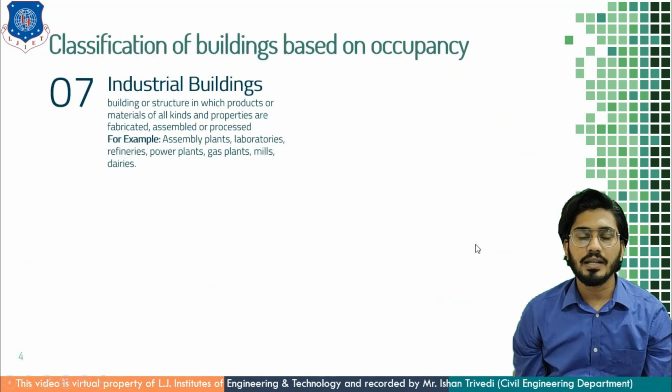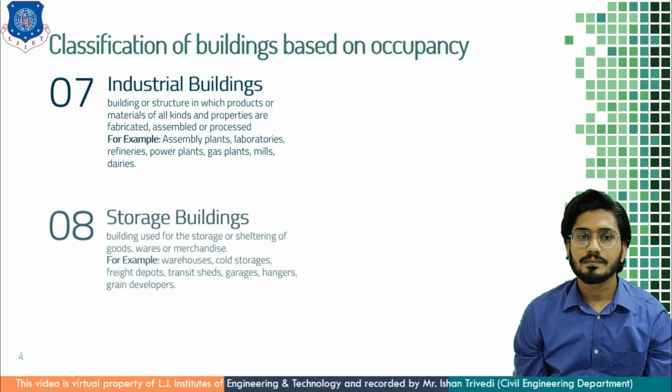Next is industrial buildings. These shall include buildings or structures in which products or materials of all kinds and properties are fabricated, assembled or processed. Examples of industrial buildings are assembly plants, laboratories, refineries, power plants, gas plants, mills and dairy mills.